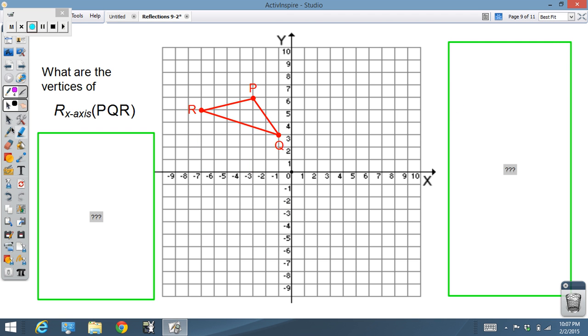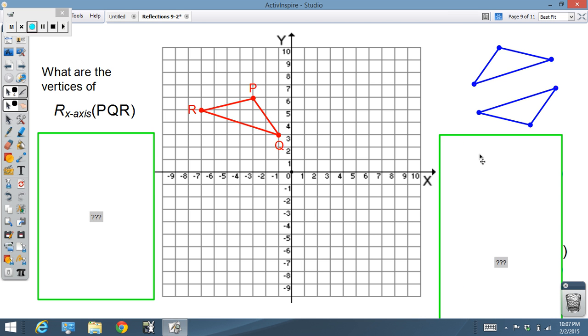Okay, and I'm going to cheat because I've already created a couple little objects up here that are going to help me do this. Basically, P prime, Q prime, R prime would be straight down here, and we would end up with our reflection looking like that. So that's a reflection across the x-axis.